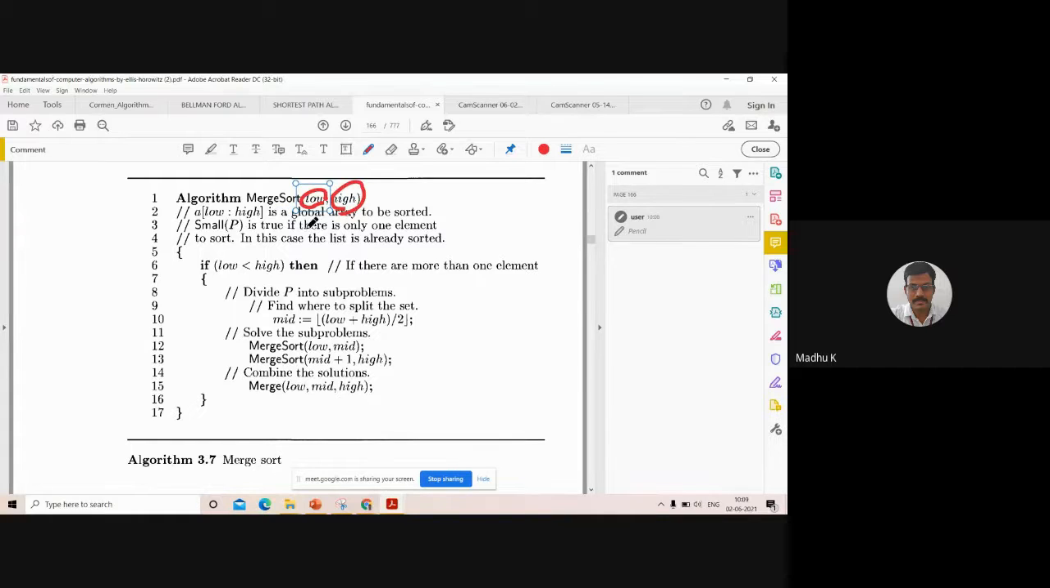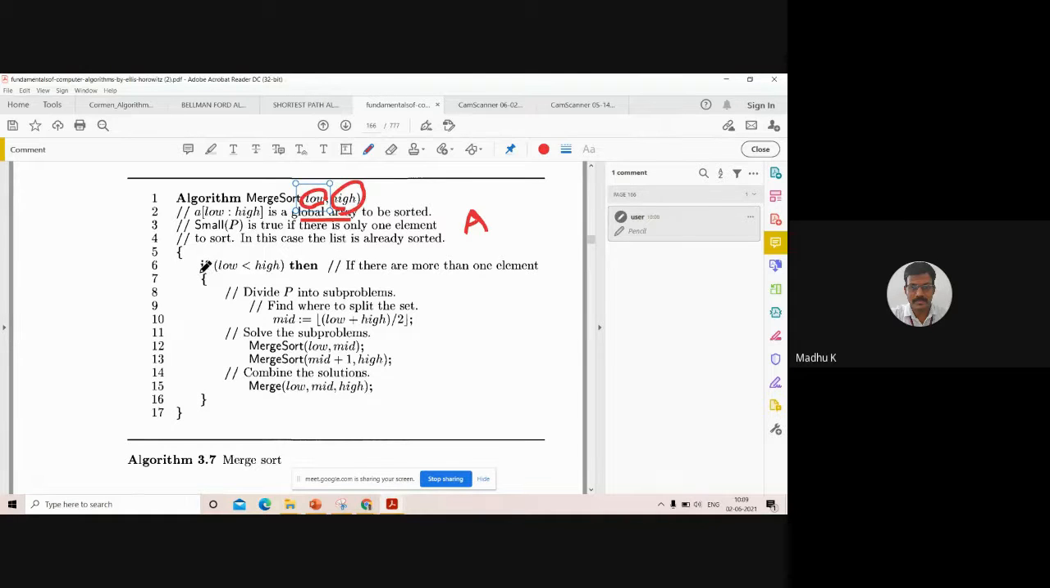Then there is an array A. On that array, we are performing the merge sort. So the parameters are low and high, and A is considered as a global array. So we don't want to pass that array. Implicitly, there is an array A. Next, what will we do?